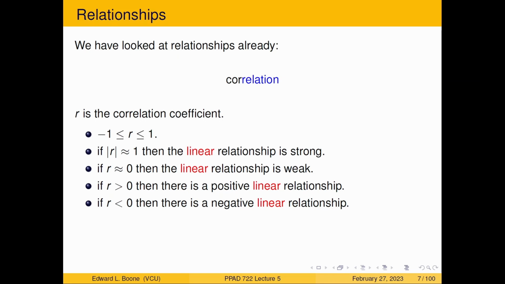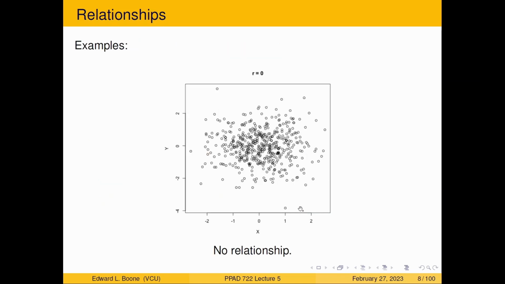Okay, and this is the absolute value. So if it's near -1, it'll be strong. If it's near +1, it'll be strong. If it's near 0, then the linear relationship is weak. Probably not much really going on there. If R is greater than 0, then there's a positive linear relationship. If R is less than 0, then there's a negative linear relationship.